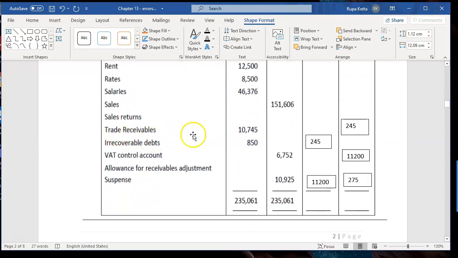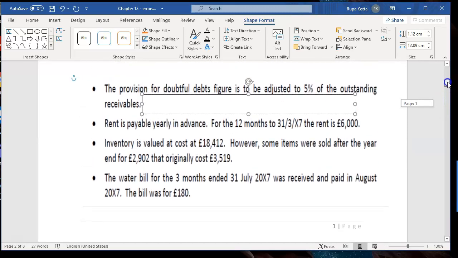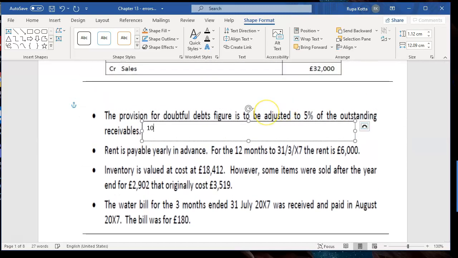So your receivables balance is 10,745. And then on that, you already have 245 of irrecoverable debt. So first subtract that. 10,745 minus 245. See how much you will get. I think it should be 10,100, but just checking that. 10,500. So your receivable balance currently is 10,500.